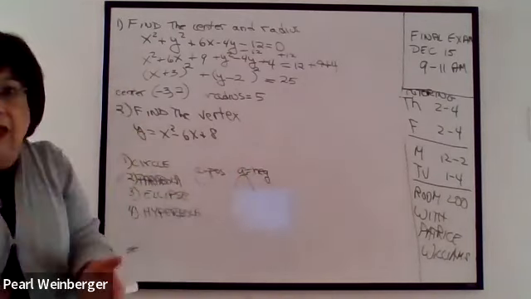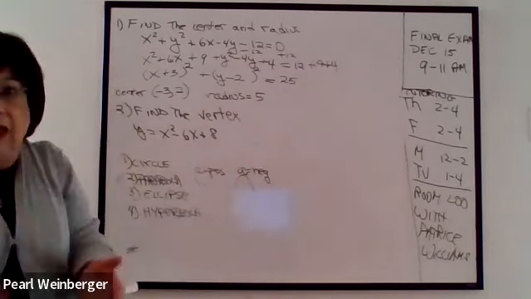Now, when I divide 400 by 16, I get 25. So that's going to give me x squared over 25. I divide 400 by 16. You could do it on your calculator. You get 25. Then I do 400 divided by 25. And that gives me 16. So that becomes y squared over 16. And of course, the 400 over the 400 is 1.